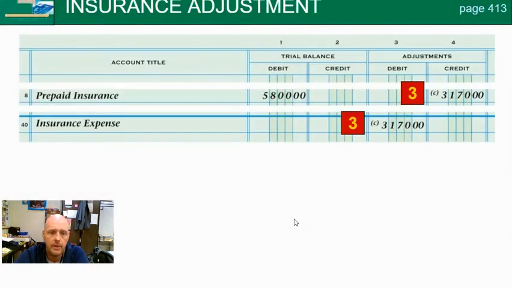I'm going to do the same thing here for prepaid insurance, right? I have my trial balance number of how much I had. I go plug into the balance sheet side how much was left, and then I do my math backwards to figure out how much was used up.